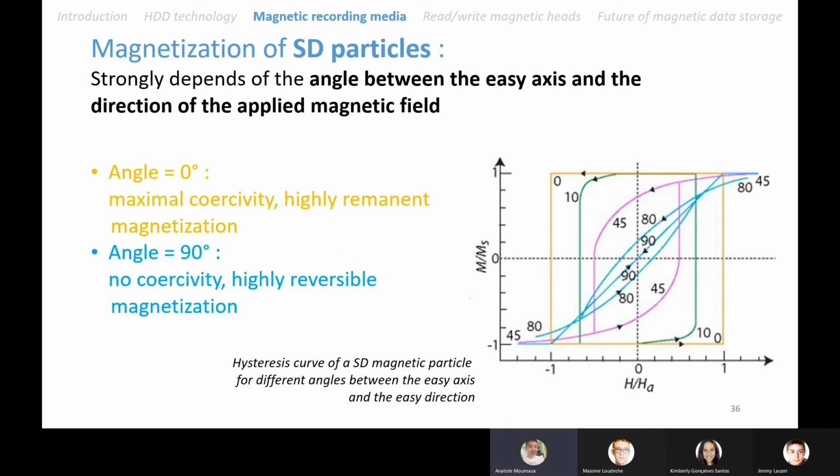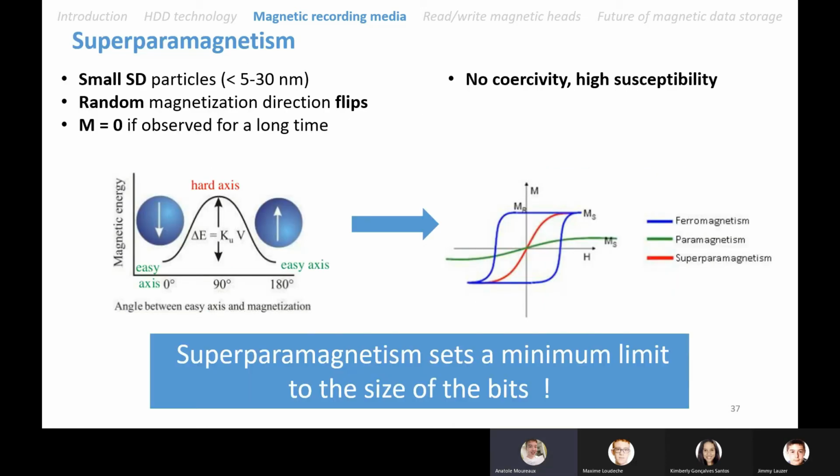The magnetization of a single domain ferromagnetic particle is strongly versatile. It depends a lot on the angle between the easy axis and the direction of the external magnetic field. When it's null, the magnetization is highly remanent and the coercivity is maximal. Alternatively, when the angle is 90 degrees, there is no coercivity and the magnetization is highly reversible.